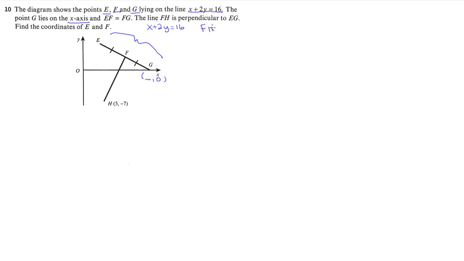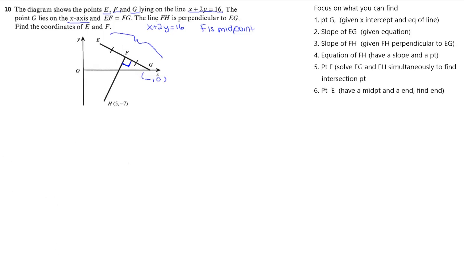You'll notice that G intercepts the x-axis. That means that y has to equal 0. And you'll notice that EF and FG are both the same distance. That makes F the midpoint. And they tell you that FH is perpendicular, but you need to put a square in there to remind you when you're doing the problem.